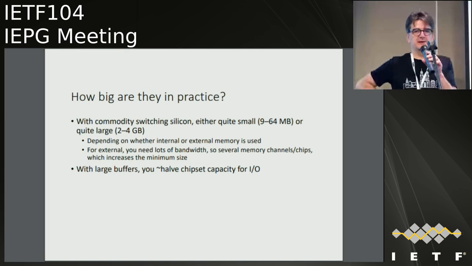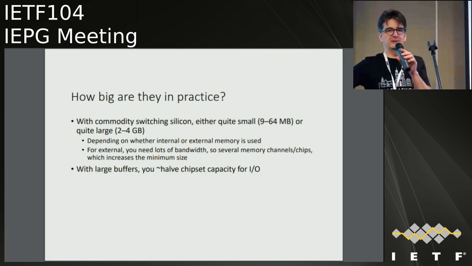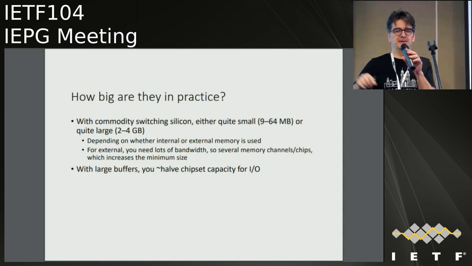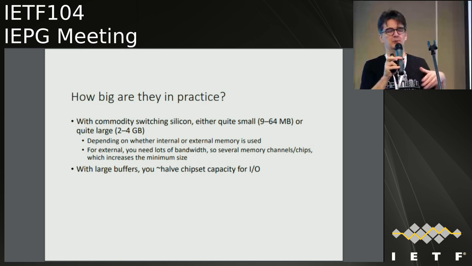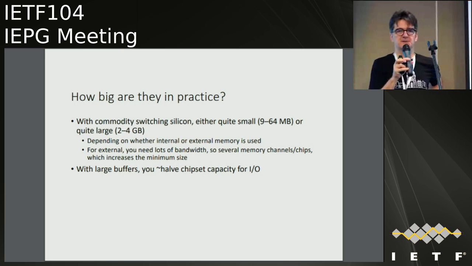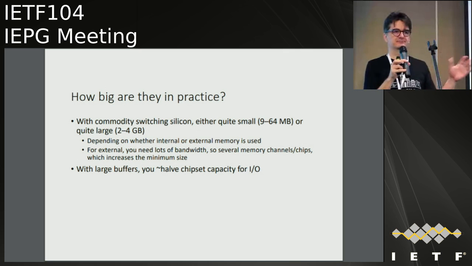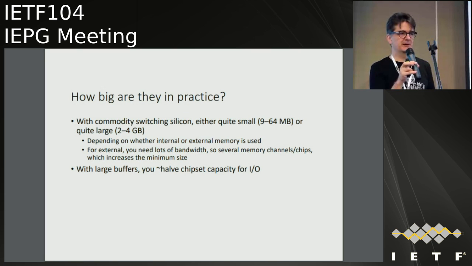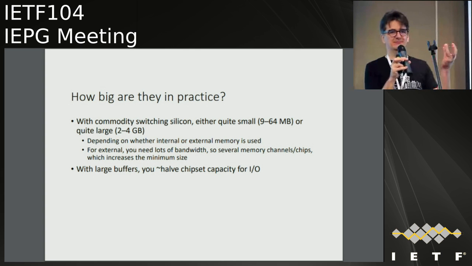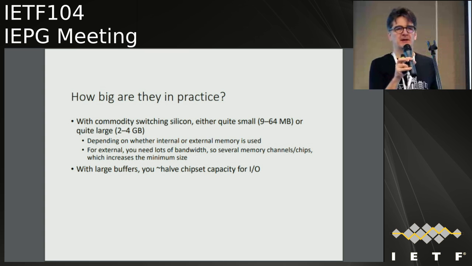So in practice, how big are the buffers in the switches? I'm looking specifically at these new commodity switching chipsets like Broadcom or Mellanox, used by many vendors these days. Basically, there are two types. There are switching ASICs that have the memory on chip or maybe on package in the future. And those have very limited buffers.